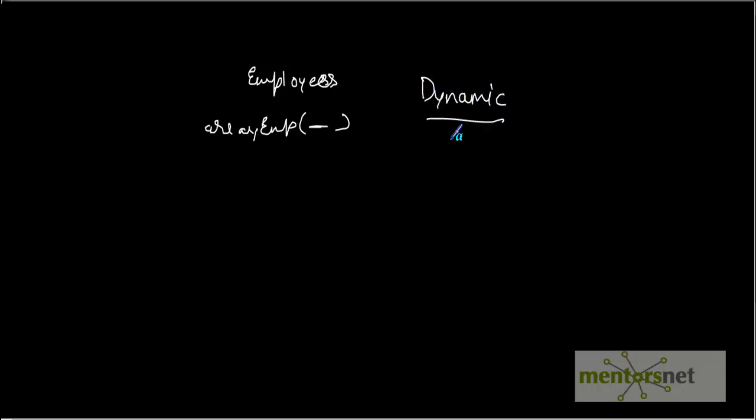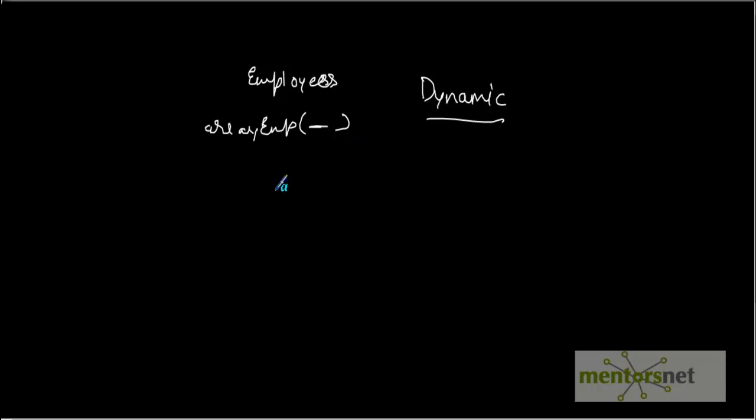Okay, so let's take another scenario. Let's say I want to store the information of employees, but I don't know how many employees there are. So if I define an array of employees, I don't know what number to define over here. So to avoid this, there is a dynamic array in VBScript, where you need not define the size of an array.